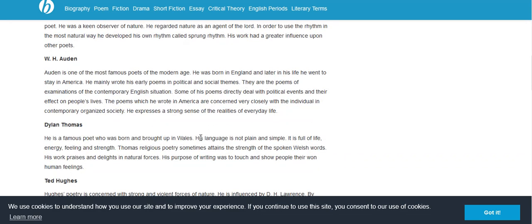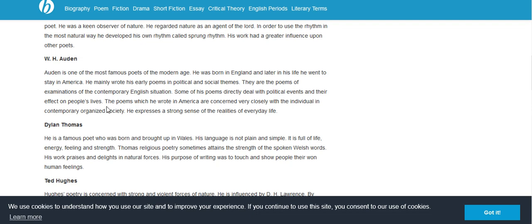W.H. Auden. Auden is one of the most famous poets of the modern age. He was born in England and later in his life he went to stay in America. He mainly wrote his early poems on political and social themes. So he is a political and social poet.